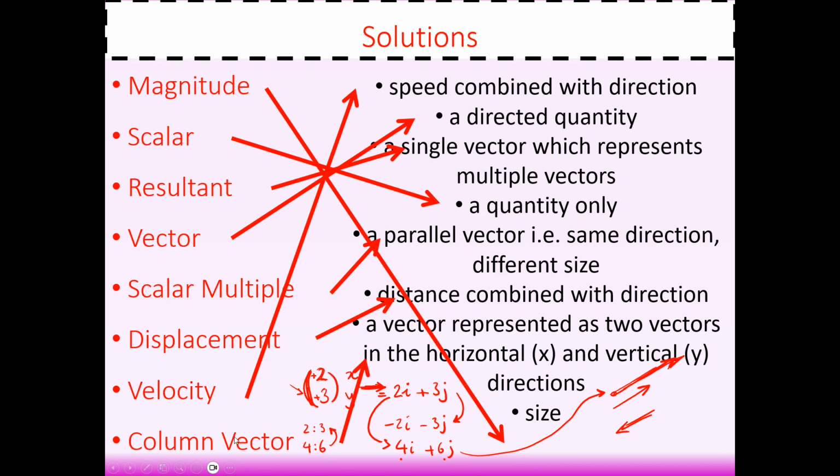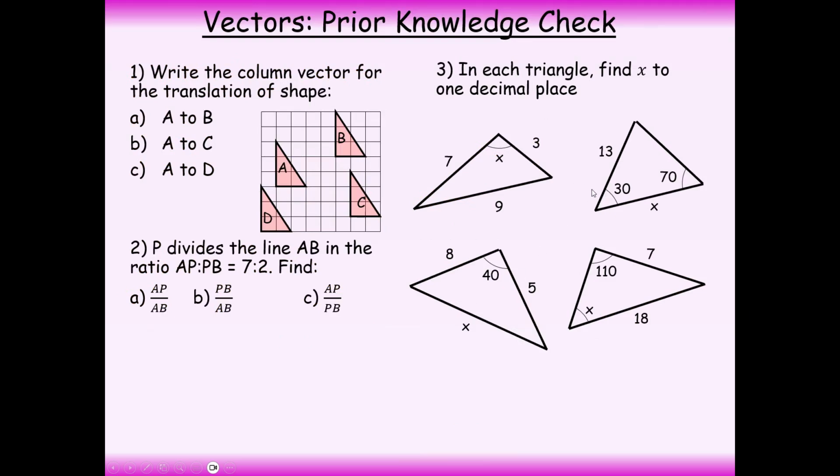Column vector, I briefly said something about it. This is the column vector. When you write it in this format, that's the column vector. All right, so that was just a quick definition of a few new words that we have here.